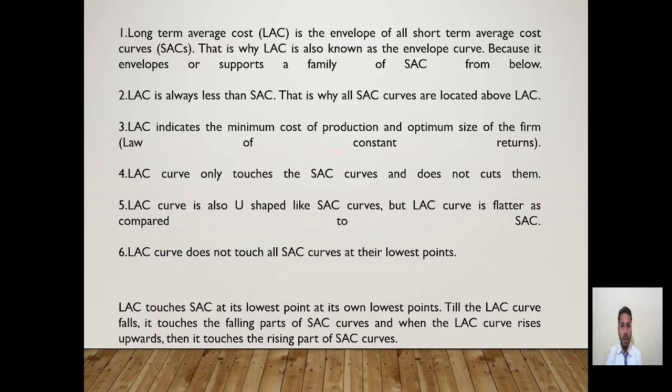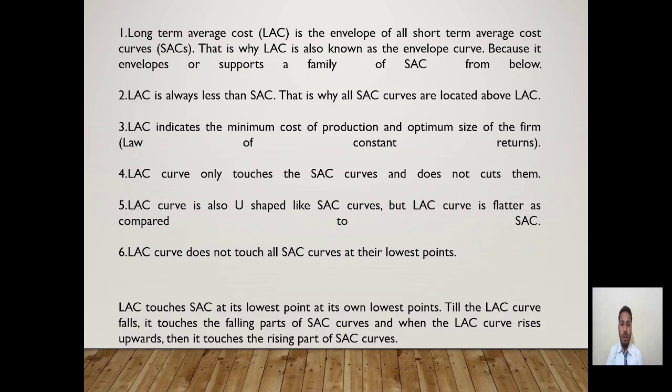There are various features that I am explaining. First, the long run average cost curve involves all the short run average cost curves. The long run average cost curve is known as the envelope curve because it envelops or supports a family of short run average cost curves from below. Second, the long run average cost curve is always less than or equal to the short run average cost curve. That is why all short run average cost curves are located above the long run average cost. Third, the long run average cost curve indicates the minimum cost of production and the optimum size of the firm.